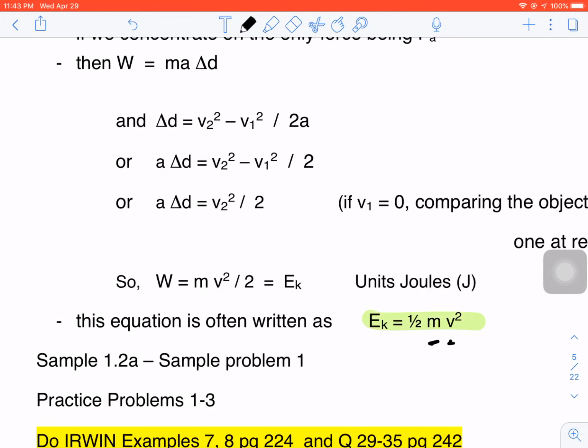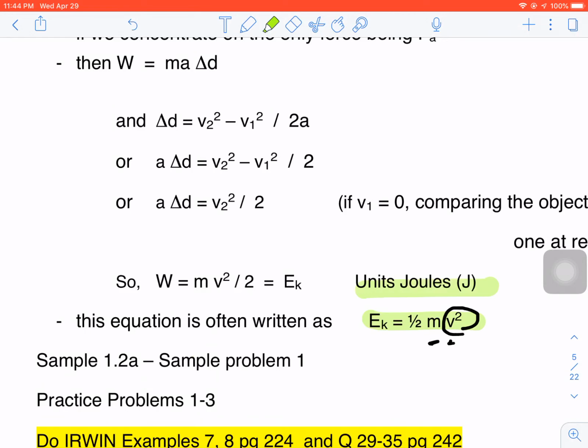There's no direction. It's not a vector quantity. It's a scalar quantity. Again, it doesn't matter what direction the v is, the object will have the same amount of energy. Whether it's going north or south or east or west, it will contain that same amount of energy. And the units, remember, are named after James Joule, so our units are in joules for kinetic energy.